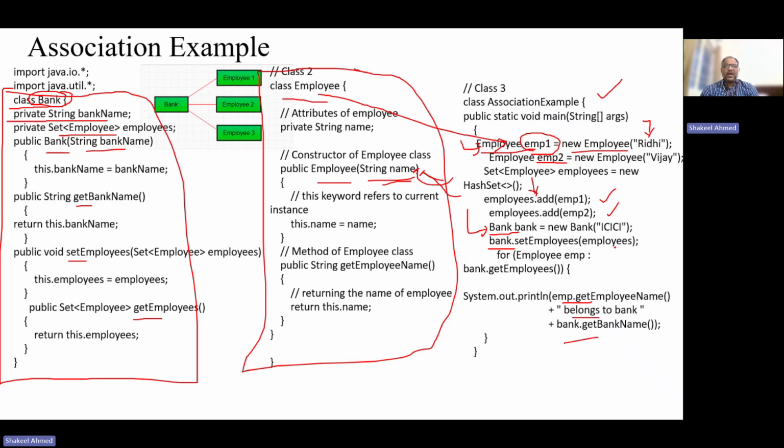Once you are done, which bank does this employee belong to? You are setting the bank here and the employees, and then it will print out that this client belongs to this bank. So this is one class, Bank, and you have different instances of Employee, employee one and employee two, as objects. When you talk about the bank, you are creating a relationship between the different employees, and the association is shown in that particular order.